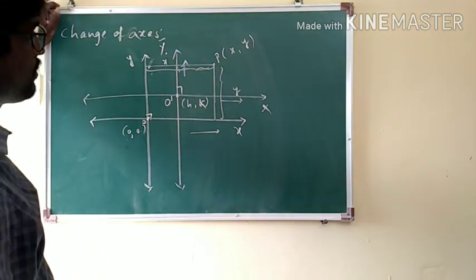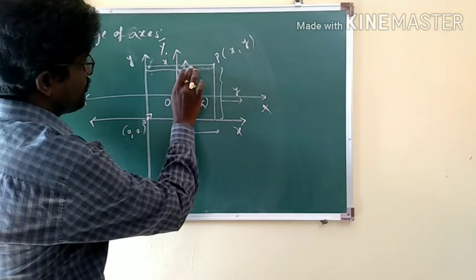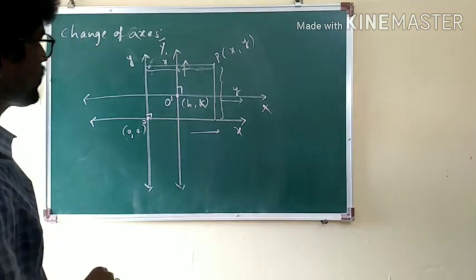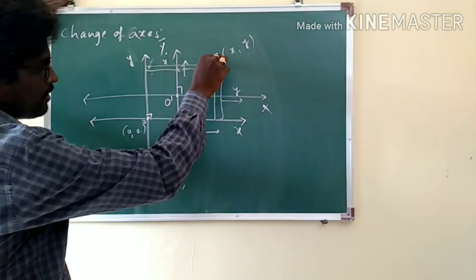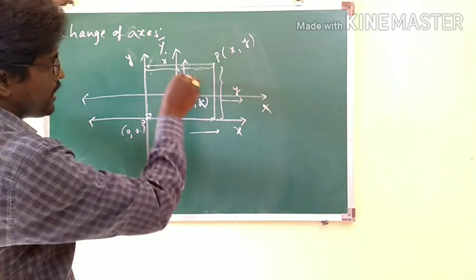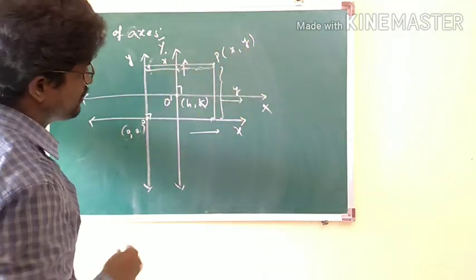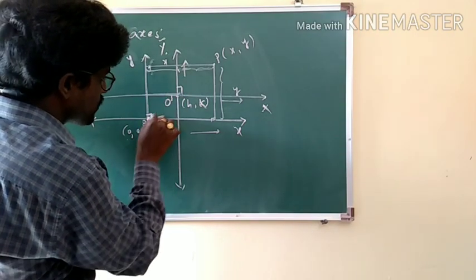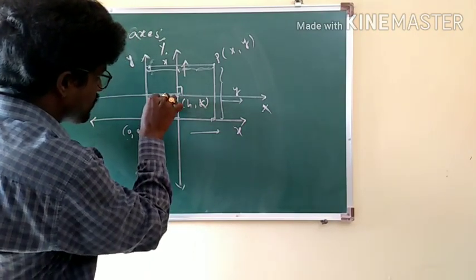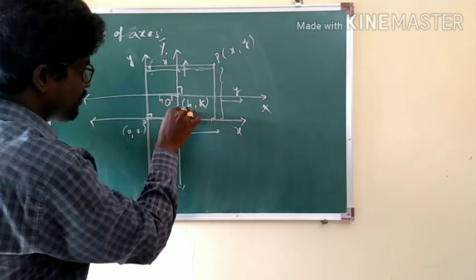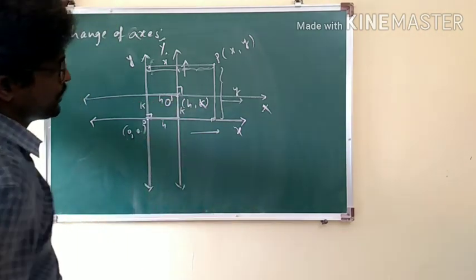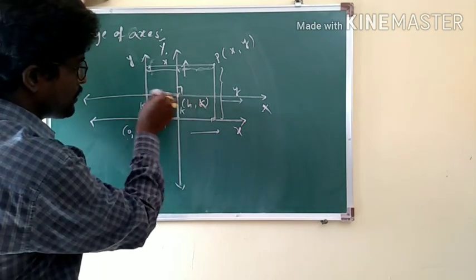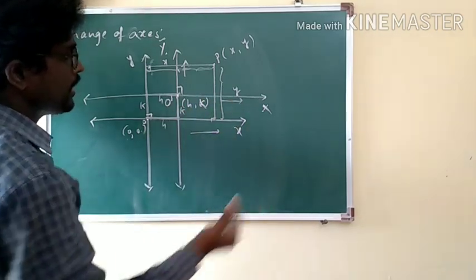Okay, let it be like this. I repeat. See here, I have taken the point p (x, y) with respect to the old axis, so that this particular distance is y and this particular distance is x. What about the distance from this point to this point? This is h units and this is k units, because this point is located h units away from the y axis and k units away from the x axis.